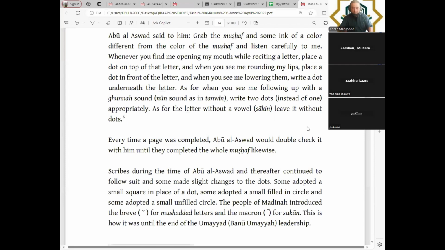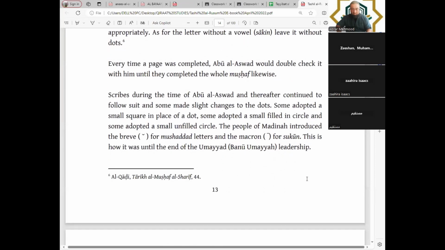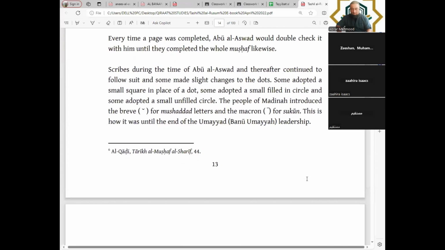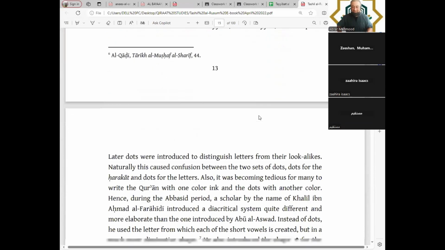Every time a page was completed, Abu al-Aswad would double-check it with him until they completed the whole Mus'haf likewise. Scribes during the time of Abu al-Aswad and thereafter continued to follow suit, and some made slight changes to the dots. Some adopted a small square in place of a dot, some adopted a small fold in a circle, and some adopted a small unfolded circle. The people of Medina introduced the breve, the mushaddad letter, and the makron for sukun. This is how it was until the end of the Umayyad, Banu Umayyah leadership. Later dots were introduced. Jazakallah khair, sister. Barakallahu feek.